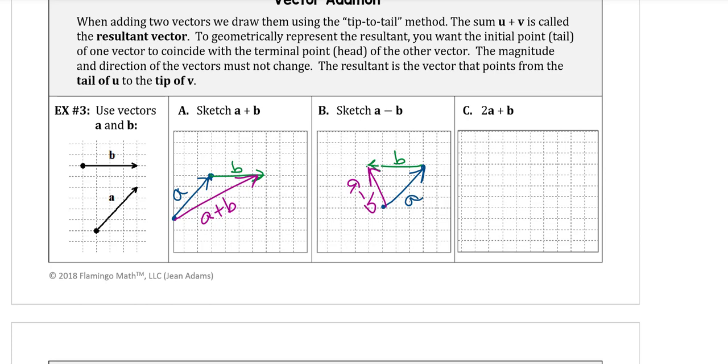And then finally, 2 times A plus B. So I'm going to start down here in the corner at that point. And so I'm going to draw A. There's my A. There's 1A. And then I'm going to draw another one. There's another A. And then I'm going to add B to the second A. And then I can draw my resultant vector, tail of A to the tip of B. So that's 2A plus B.